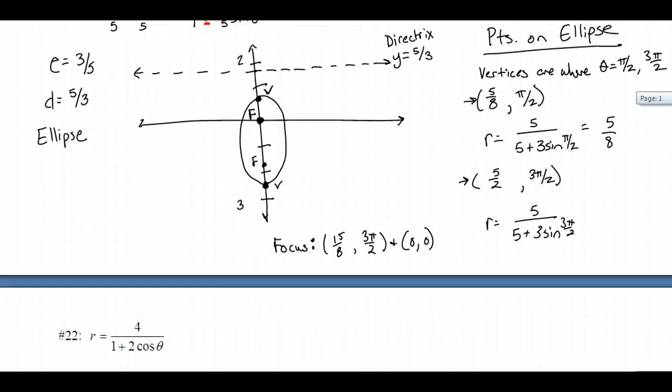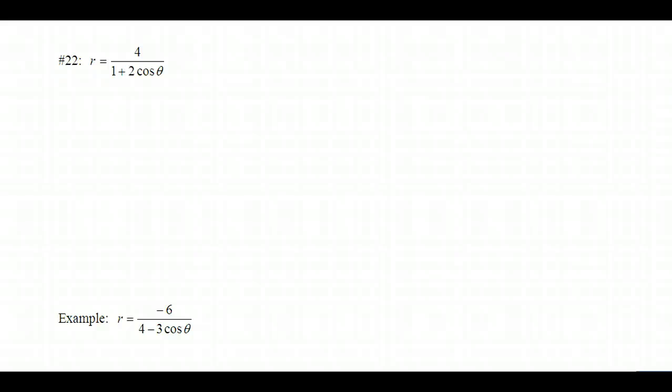Looking at another example of this, number 22, r is equal to 4 divided by 1 plus 2 cosine theta. Well, this one's really nice because we already have that position of a 1, and that's the first thing that we have to determine. We really don't have to alter this equation. We know that when add or subtract, that doesn't matter. This is your eccentricity, so we know that that's equivalent to 2.